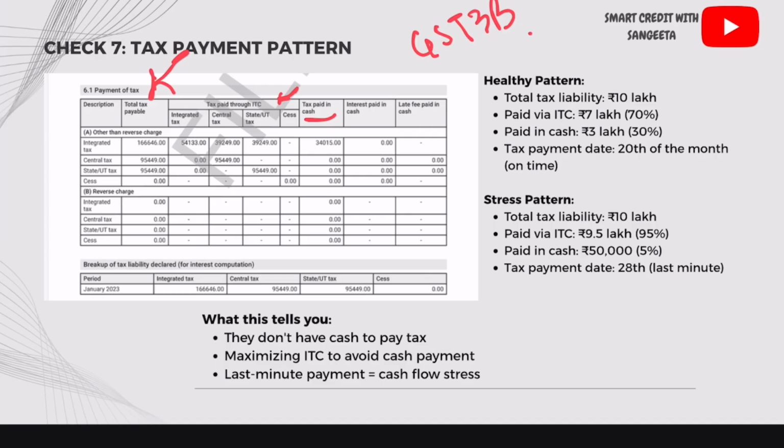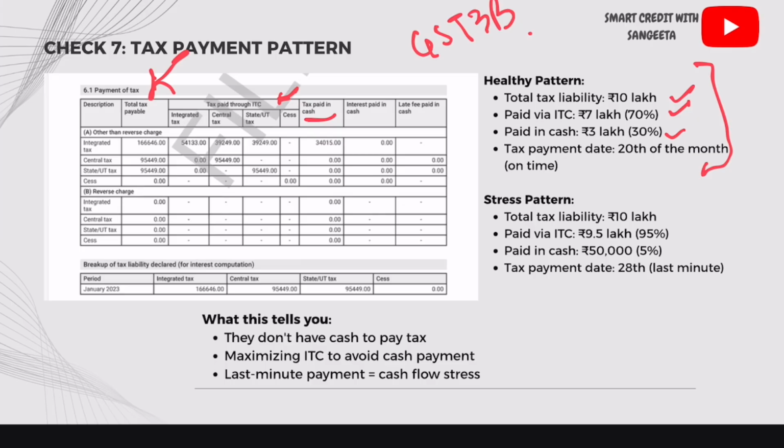If the total tax liability is say 10 lakh, paid by ITC 7 lakh, that is 70% of the total tax liability, and paid in cash is 3 lakh, that is 30%. And the tax payment date is the 20th of the month, that is on time, correct? Then this shows a healthy pattern. Now let's go to the stress pattern.